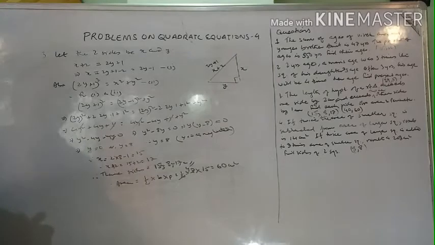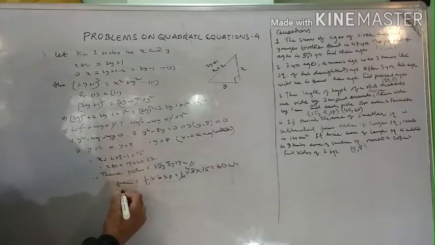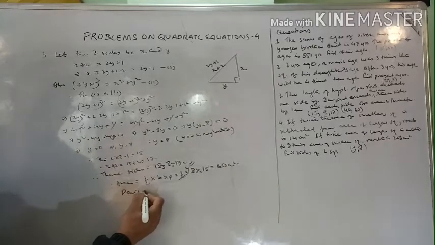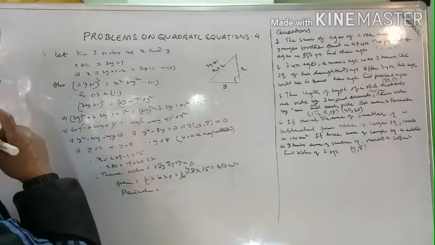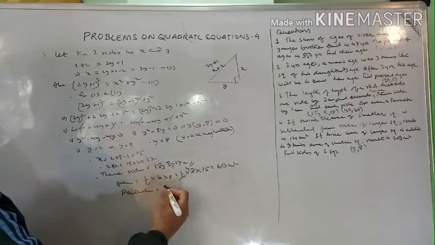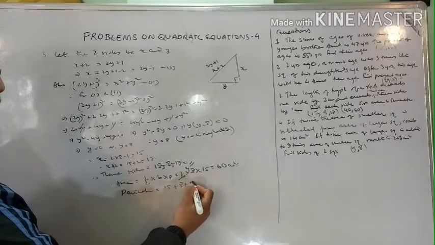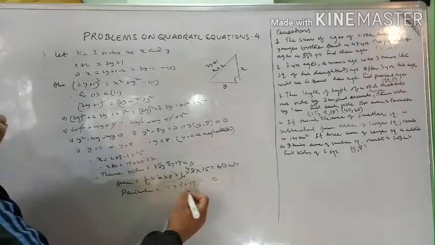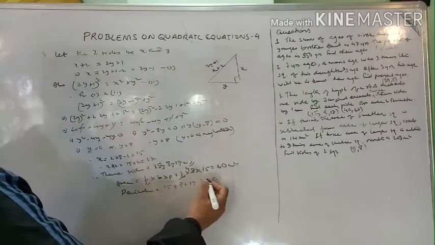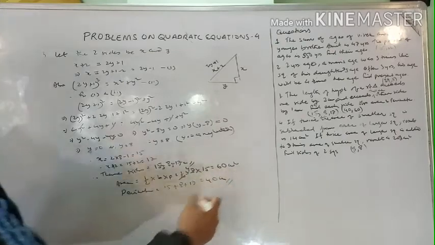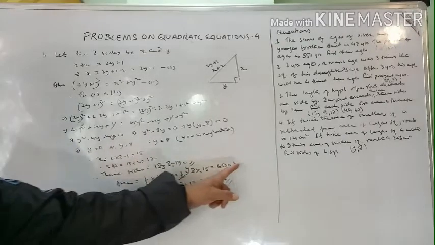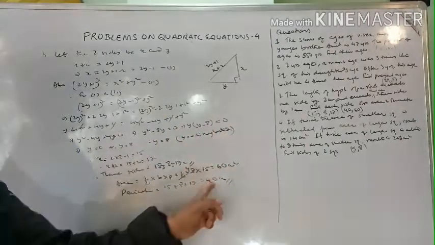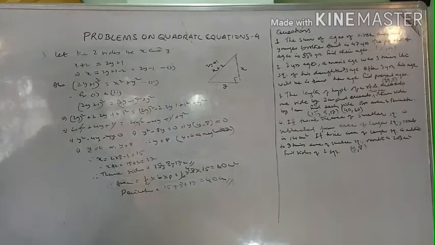So this is the area. Okay, so perimeter means the sum of all the sides, so the three sides are 15, 8 plus 17, which is 40 centimeters. So 60 centimeters square is the area, and 40 centimeters is the perimeter. Okay, now we take the last question.